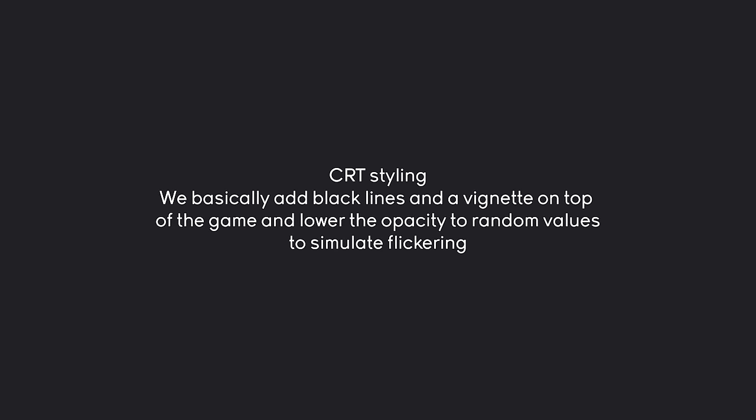And this one, well, it's not particularly complicated, but essentially what we are going to do, we are going to create another surface on top of our game. And on this new surface, we are going to create some black lines and a vignette. And this one is going to simulate this old CRT style. And then we are going to alternate the opacity of this between some random values. And that way we are getting the illusion of flickering.